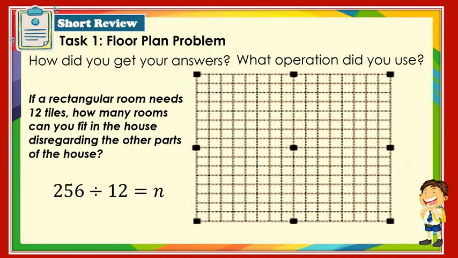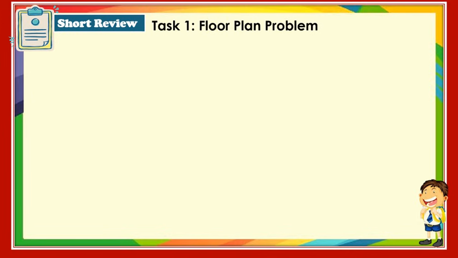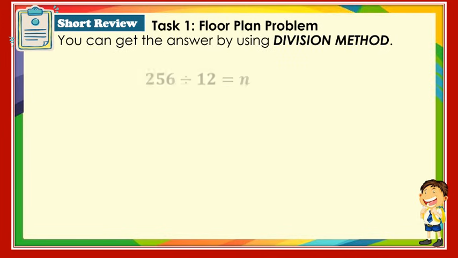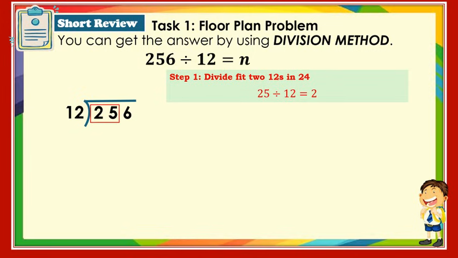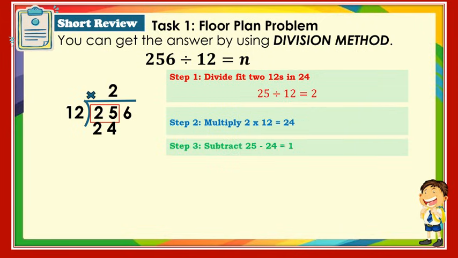Get the answer by using the division method. So 256 divided by 12 equals n. 256 tiles divided by 12 tiles. Step 1, divide. How many 12s are there in 25? We have 2. Then multiply 2 by 12, we have 24. Then subtract 25 minus 24, the answer is 1. And then bring down 6. That will be our new dividend.